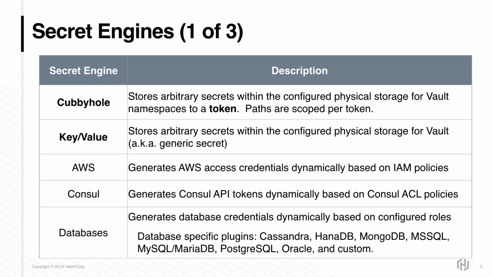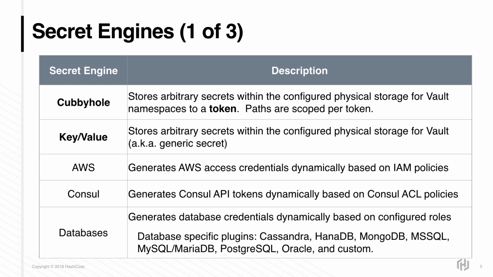Vault comes with a number of secret engines bundled. The key value and cubbyhole secret engines are enabled by default and cannot be disabled, while other secret engines need to be enabled first before they can be used. Let's now cover each of the possible secret engines.